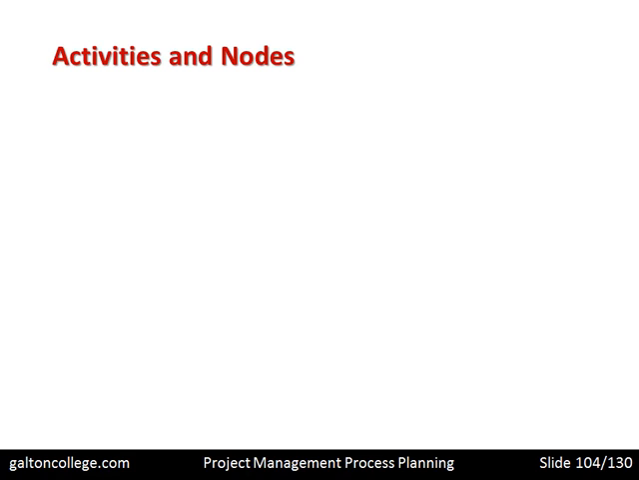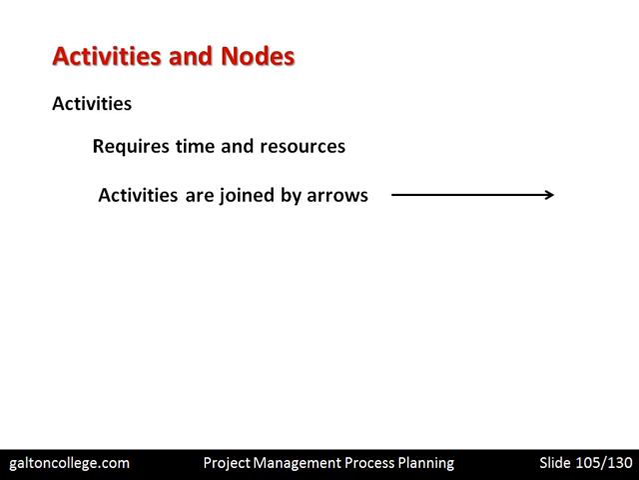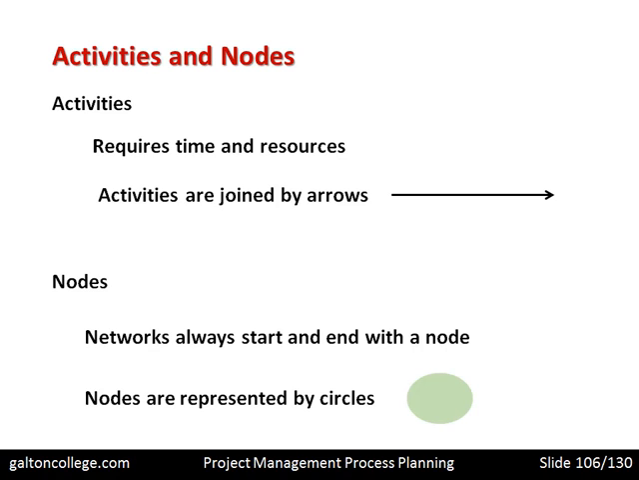So it uses ideas like activities and nodes. Activities require time and resources. And in terms of critical path analysis, these are joined together with an arrow. It shows which depends on which. So which activity depends on which activity. Nodes, well, networks always start and end with a node. And nodes are represented by circles. So we've got starting and ending points, which are nodes, and activities, which go from one to the other.